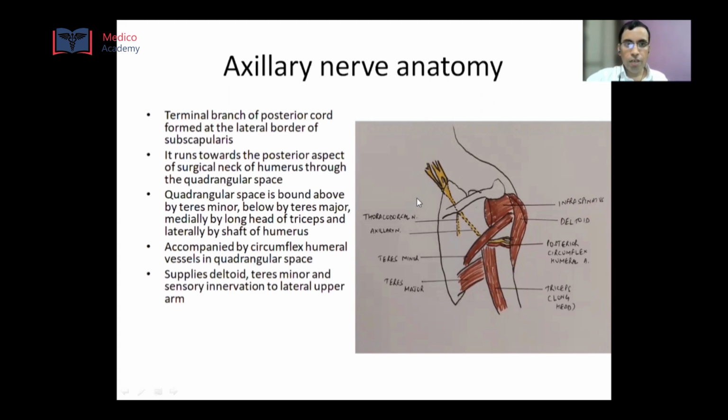Now, coming to the axillary nerve, it arises as the terminal branch of the posterior cord formed at the lateral border of subscapularis. It runs towards the posterior aspect of the surgical neck of the humerus through the quadrangular space. The quadrangular space is bound above by the teres minor muscle, below by the teres major muscle, medially by the long head of triceps, and laterally by the shaft of humerus. The axillary nerve is accompanied by circumflex humeral vessels in the quadrangular space. The axillary nerve supplies the deltoid, the teres minor, and it also provides sensory innervation to the lateral upper arm.